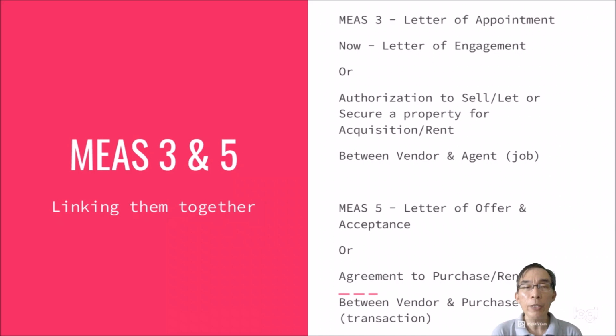Whereas MEAS 5, which is about terms of the engagement, talks about including what types of deals the vendor wants. I mentioned just now what types of customer, or what type of purchaser or tenant, the vendor is interested in looking for.